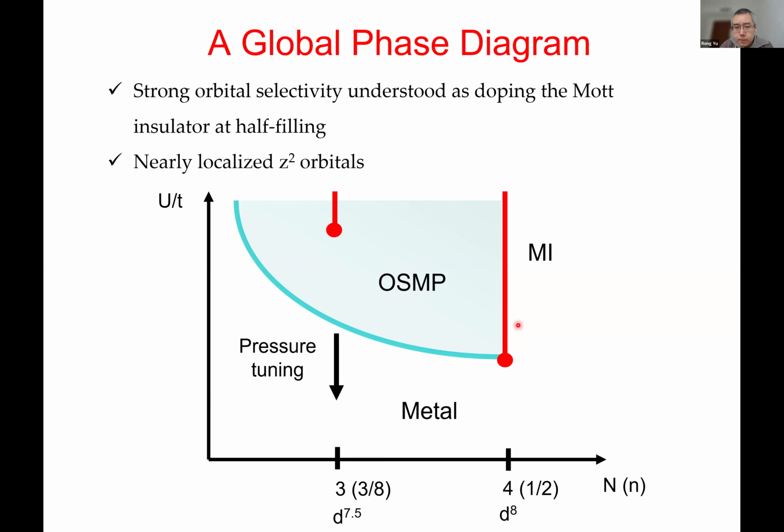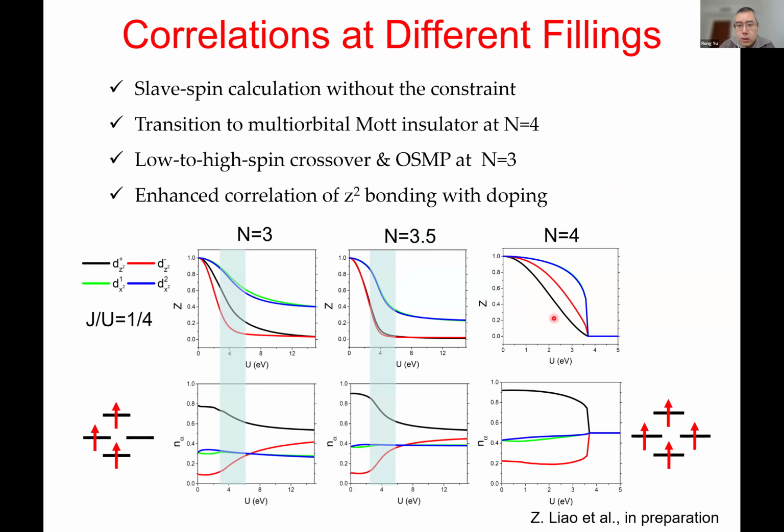So this scenario is fully supported by our calculation in the slave spin method without the constraint, that is the full calculation. At n equal to 4, as shown here, the quasiparticle spectral weight goes to 0 in all the orbitals when increasing U to a critical value, and all the orbitals are at half filling. By decreasing the total electron filling to n equal to 3, we still observe a transition to an orbital selective Mott phase. And there is also a low spin to high spin crossover, a very broad crossover in the doped system, if we regard n equal to 4 as the parent phase.